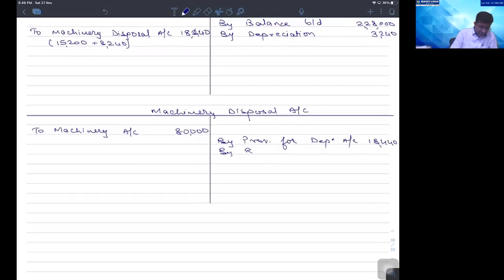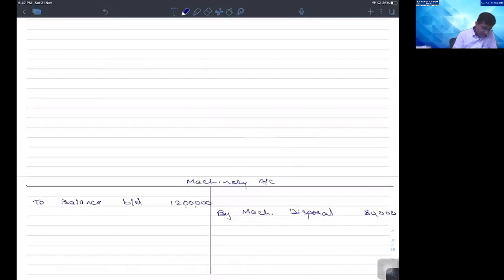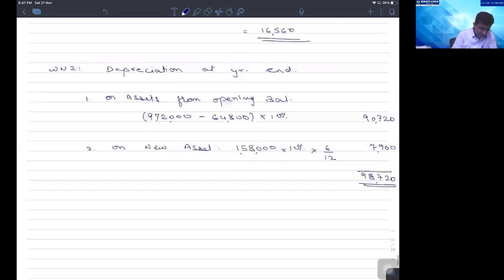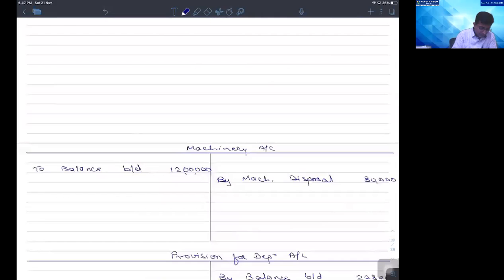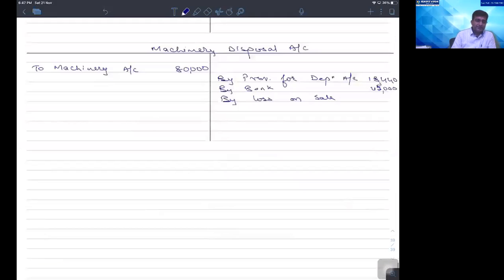Then by bank will be 45,000. Yes or no? And then by loss on sale. How much is the loss on sale? अभी कैलकुलेट किया था हमने थोड़ी देर पहले. 16,560. That will be the balancing figure of this account. Is it right?